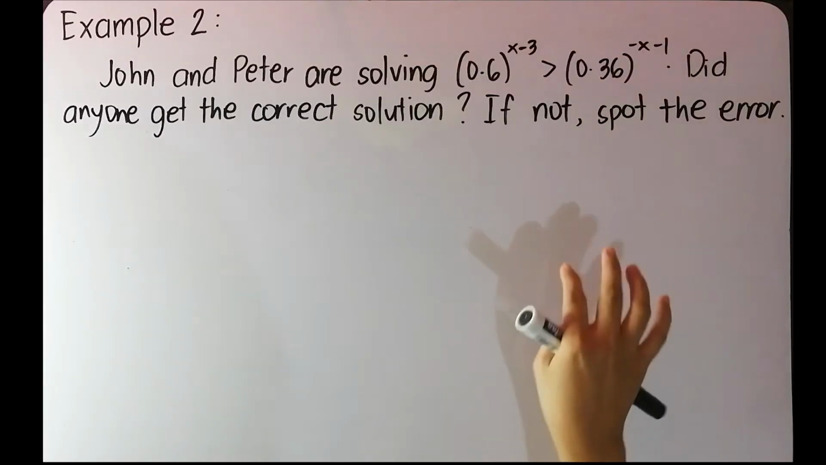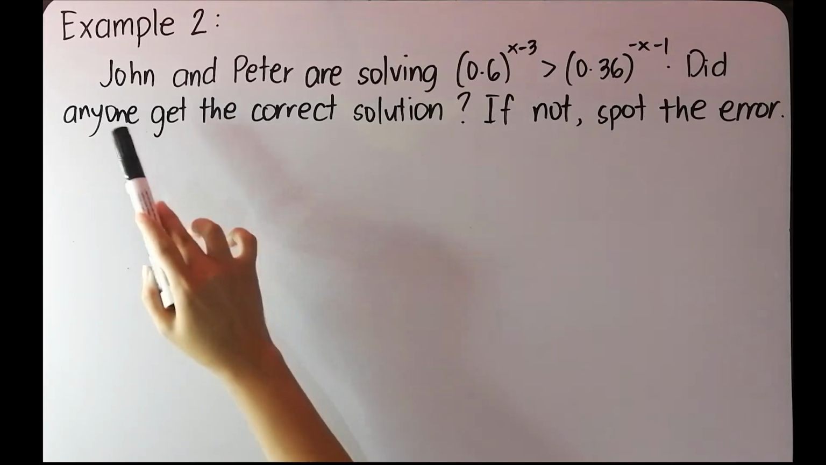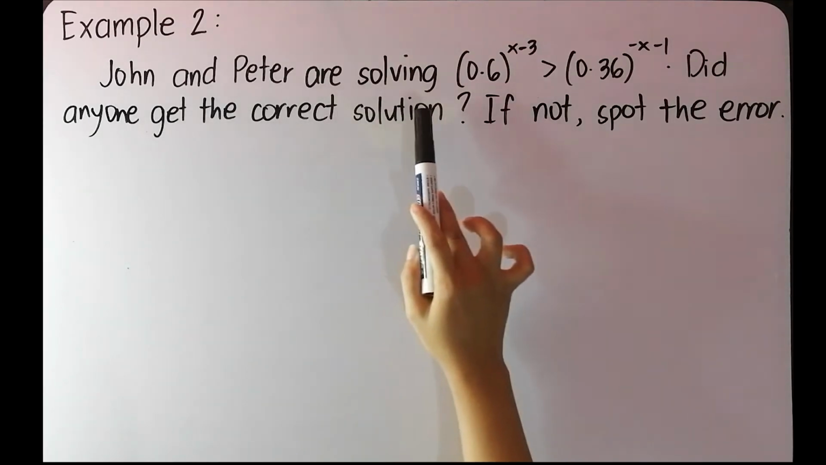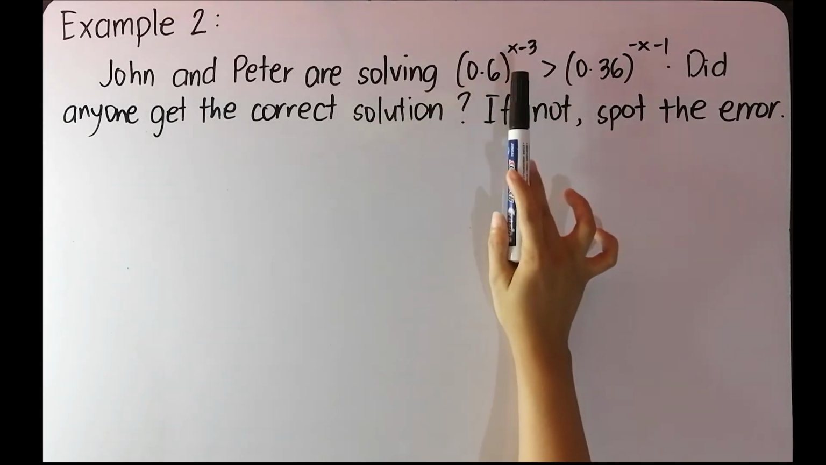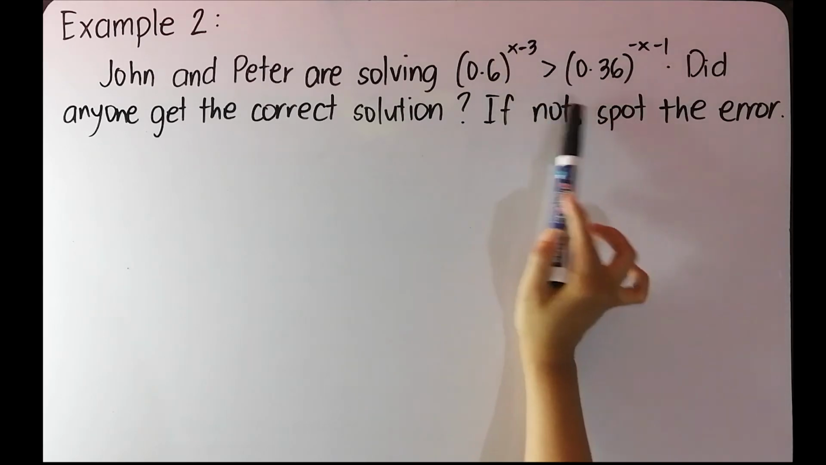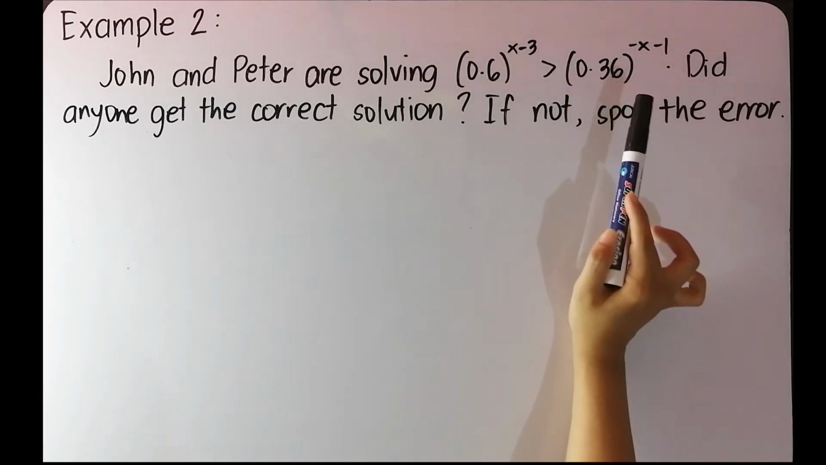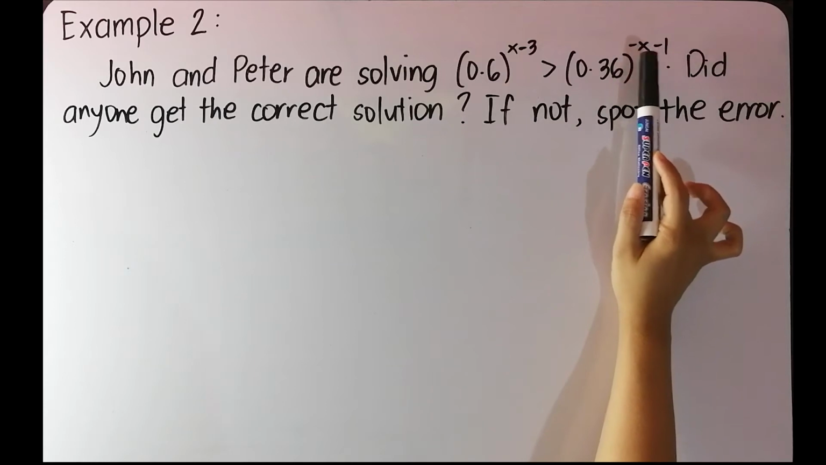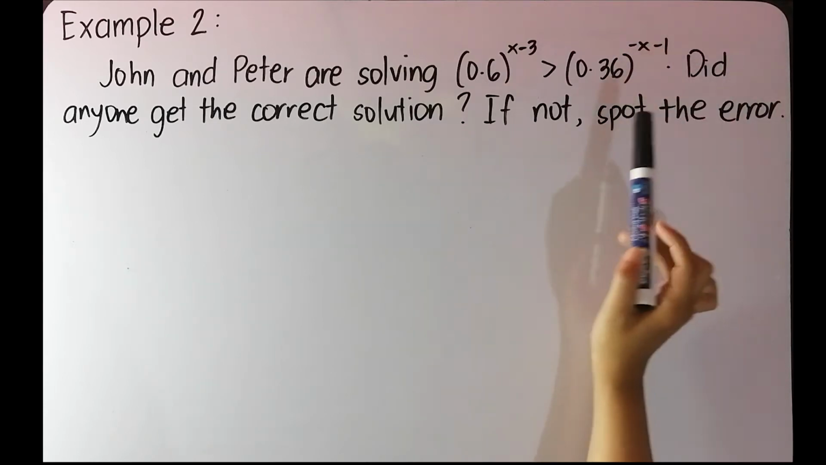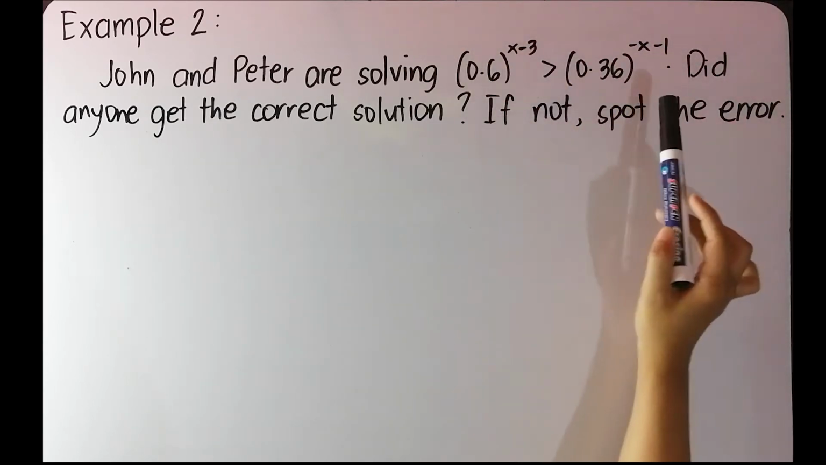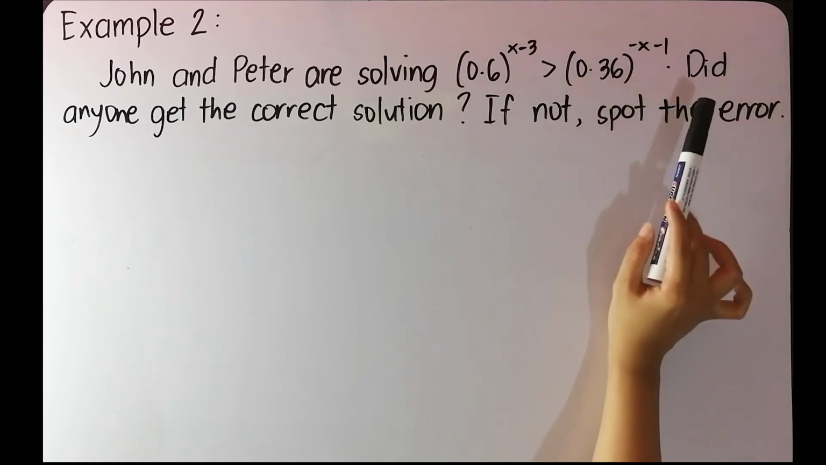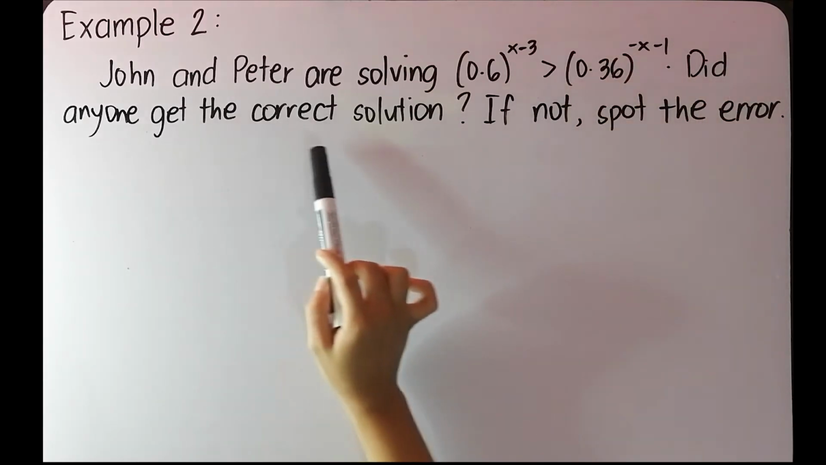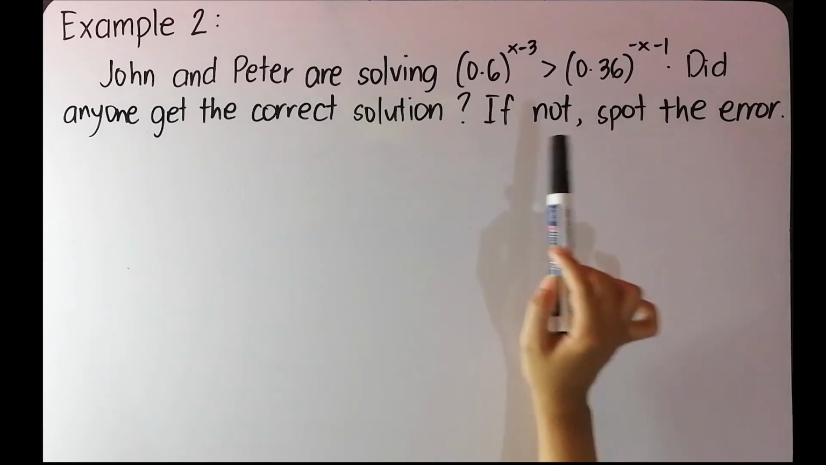Let us solve this example problem number 2. John and Peter are solving 0.6^(x-3) greater than 0.36^(-x-1). So this is an exponential inequality. Did anyone get the correct solution? If not, spot the error.